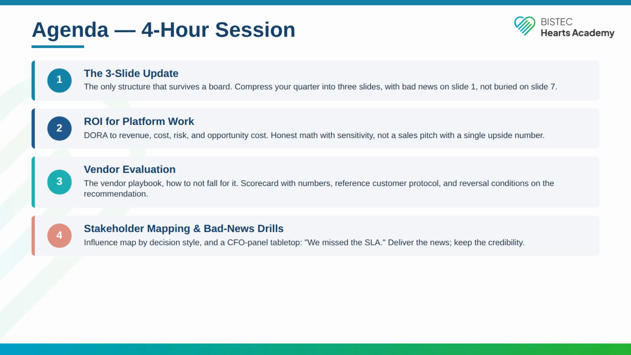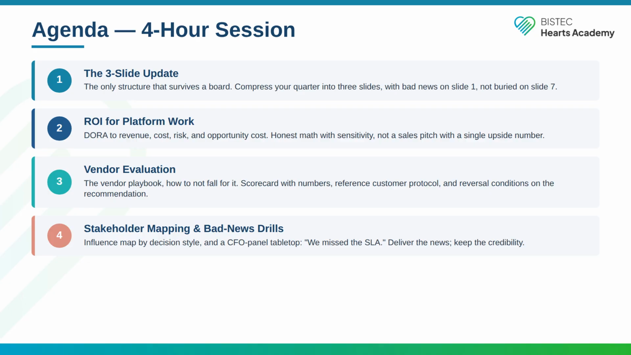Hour 3 is vendor evaluation. The vendor playbook, how to see the 4 plays and price the risk in. Vendor red flags, reference customer protocol, trial to PS gap, and the scorecard that does not get derailed by sales theater. The deliverable is a scorecard for one upcoming purchase.